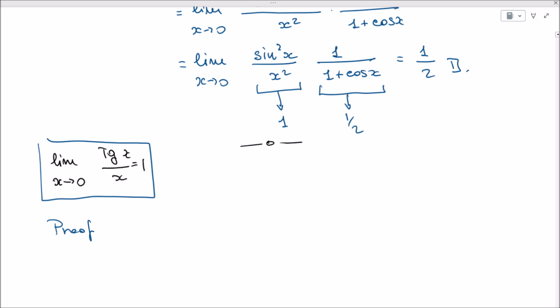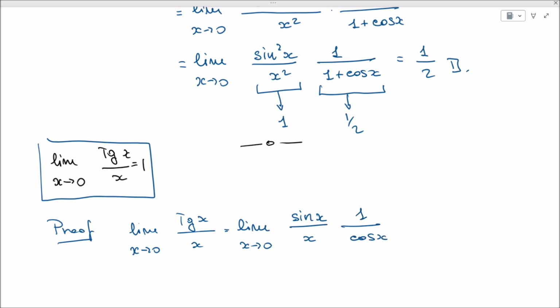We can write the limit as x goes to 0 of tangent of x divided by x. But we can write this as the limit as x goes to 0. Tangent of x is what? It's sine of x divided by cosine of x. So we can write this in this way, and we know now that this goes to 1, this goes to 1, and this is then equal to 1. And then it's an easy way of proving this limit.